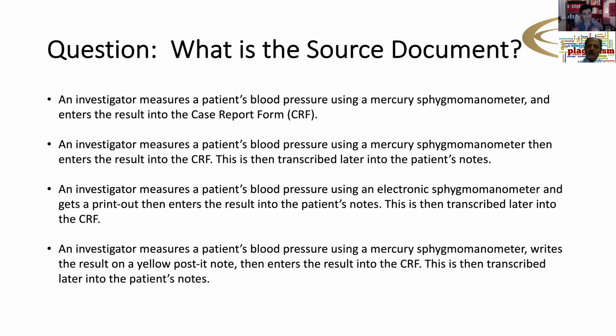Okay, last one. An investigator measures a patient's blood pressure using a mercury sphygmomanometer, writes the result on a yellow post-it note, enters the results into the CRF. This is then transcribed later into the patient notes. What is the source document here?